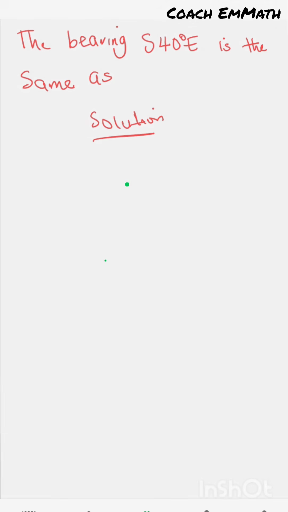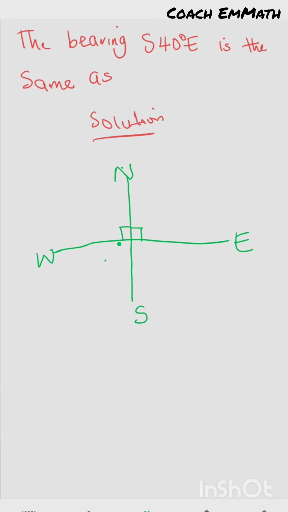The first thing I'm going to do is draw my quadrant. In my quadrant, we know this to be north, east, south, and west. Now, from the question, we are going from the south to the east. Before I proceed, it is important for us to know that in our quadrant, there is 90 degrees. It's always 90 degrees for all of them.